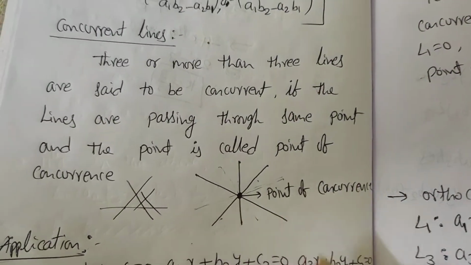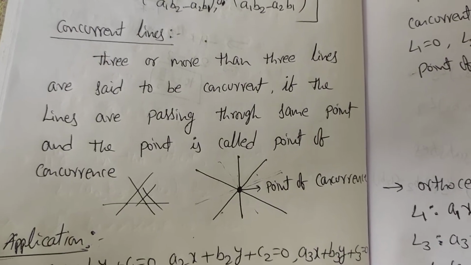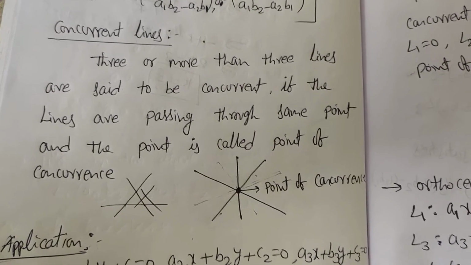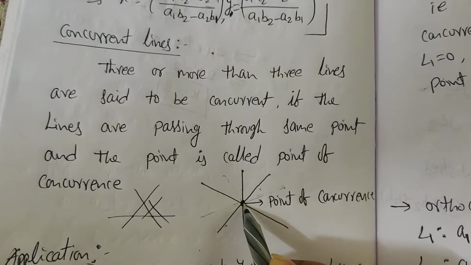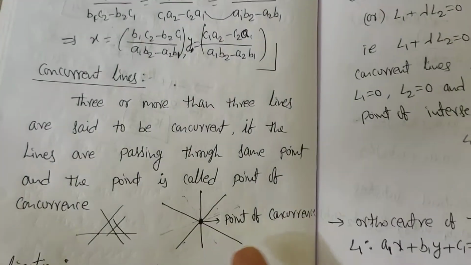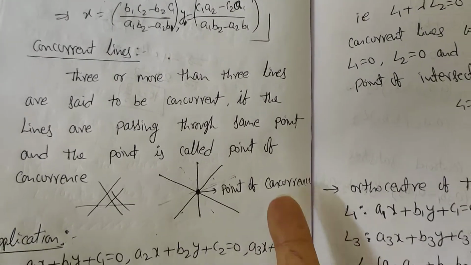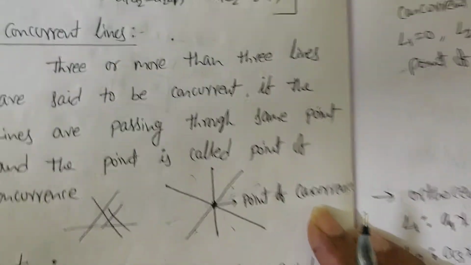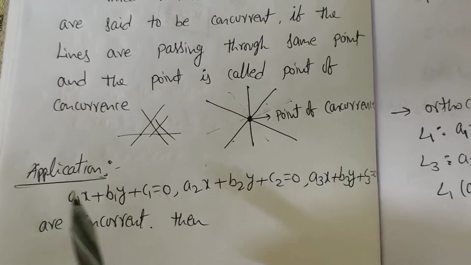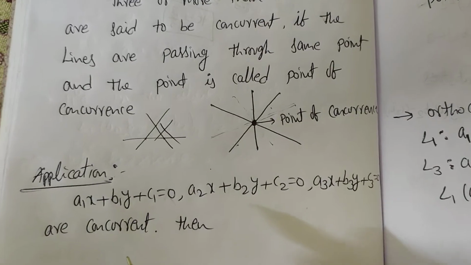Three or more lines are said to be concurrent if the lines are passing through the same point, and the point is called the point of concurrence. For two lines, it is the point of intersection; for three or more lines, the point of concurrence. Okay, so a very important concept. You just remember these applications, very important.